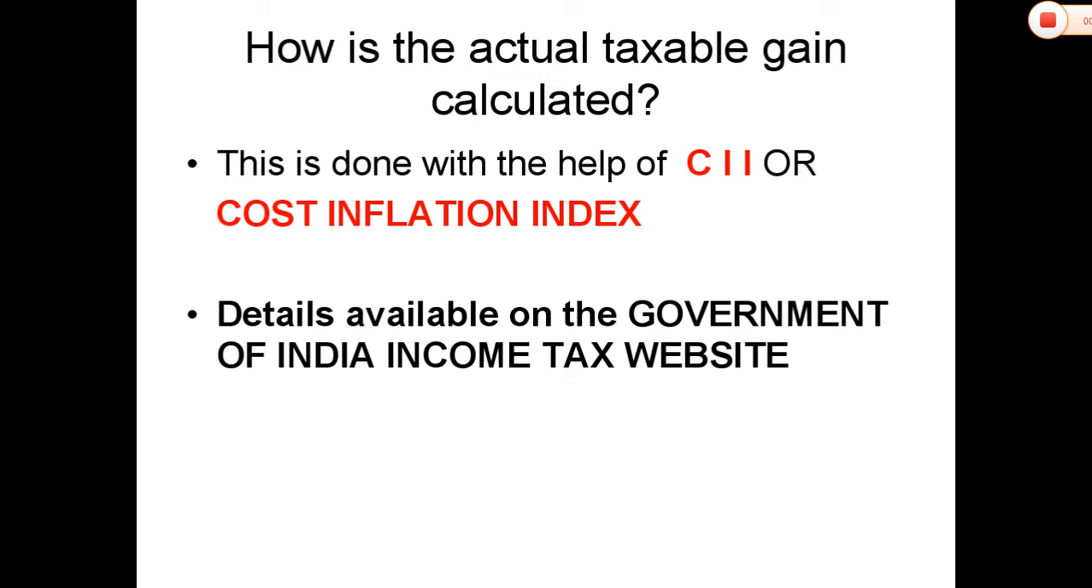It is done with the help of something called CII, which is basically the cost inflation index. This is given on the website of the income tax of India. So you can go online, www.incometax.com, and you will find a list of all these for every particular year. For example, the year 2003 to 4, 2005 to 6, and so on.